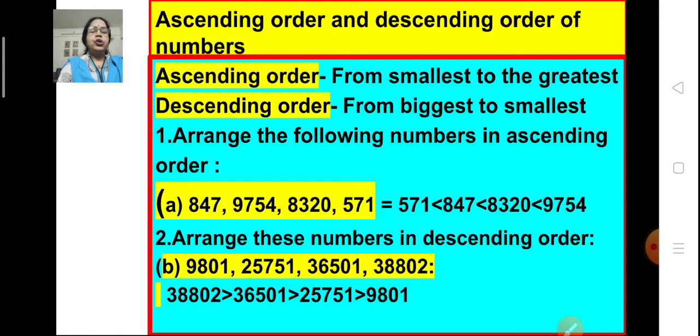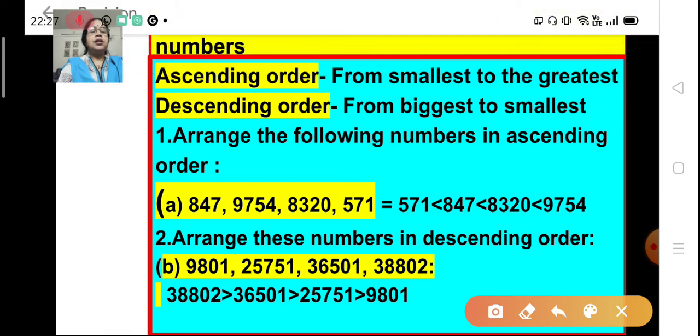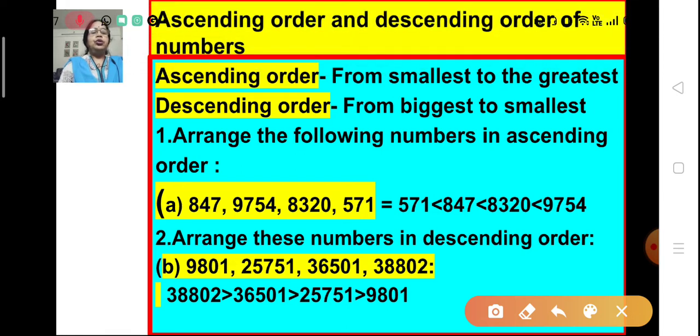We will first look at the number of digits. These 2 numbers have 5 digits, this number also has 5 digits, and the first number has 4 digits. So we have to arrange in descending order. We will take the largest one first. So we will compare the numbers which have 5 digits first, and which is the greatest among them?